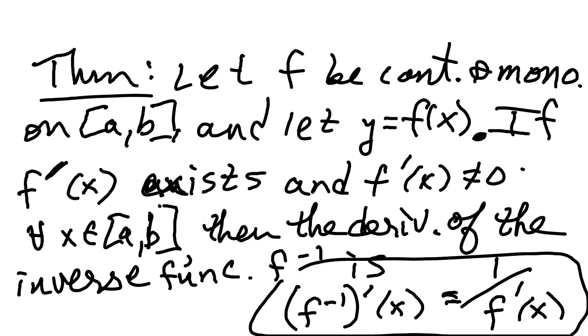So here's one way to write it. So f inverse prime at x is 1 over f prime at x.